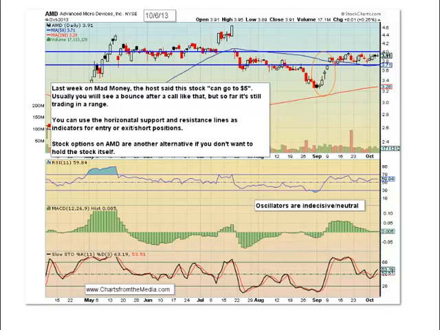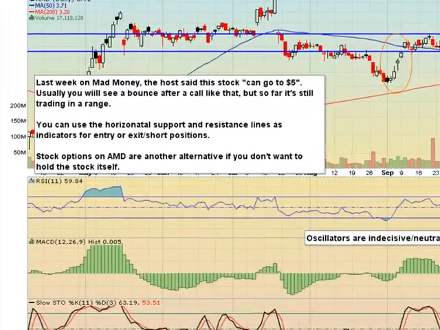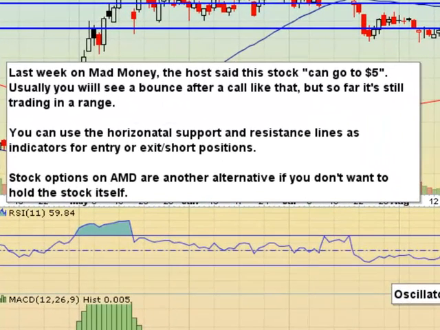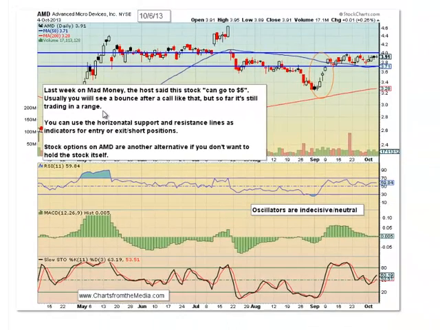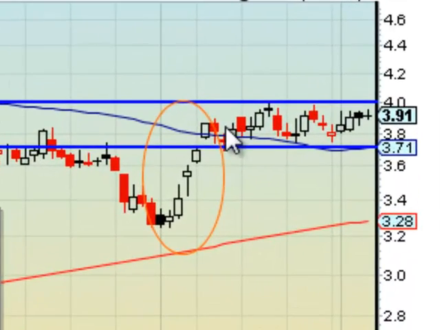Now here's the daily chart from April of this year. Quite a few things to look at. What I want to note though first is last week on Mad Money, the host said that this stock can go to $5. I actually don't disagree that it can. Let's look why though. Usually you will see a bounce after a call like that, but so far it's trading in a range. So here's this range here. You can use the horizontal support and resistance lines for entry and exit points. So down here below 3.71 or right there above $4.